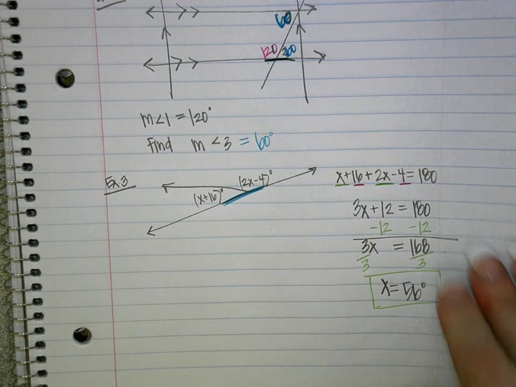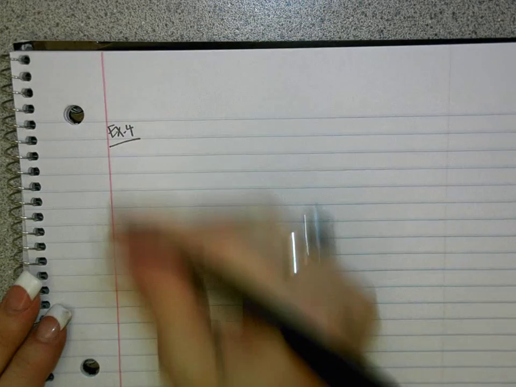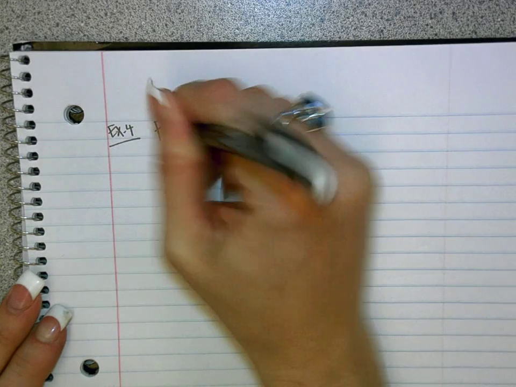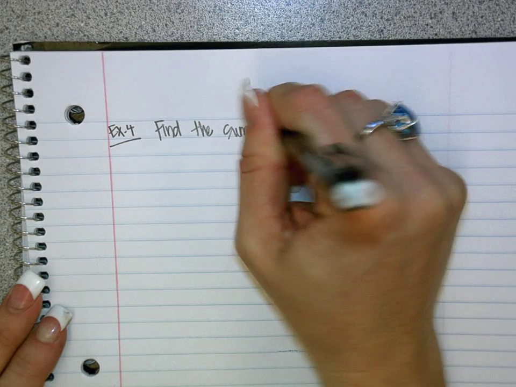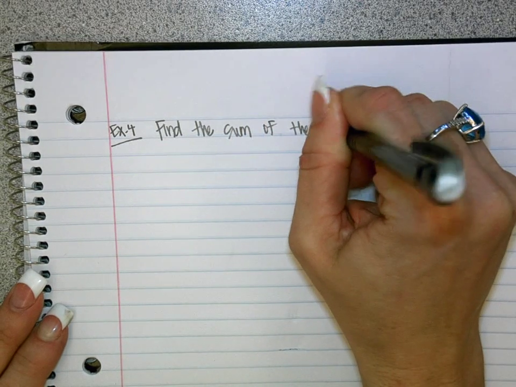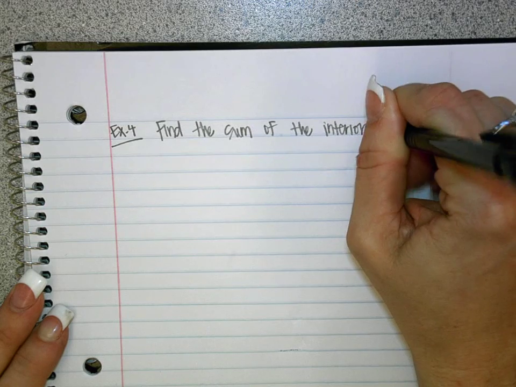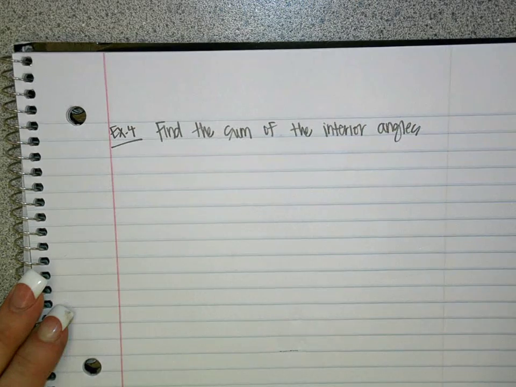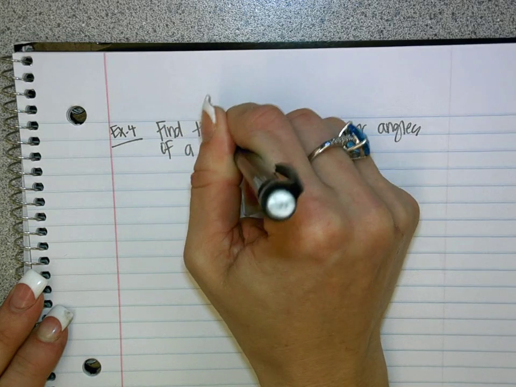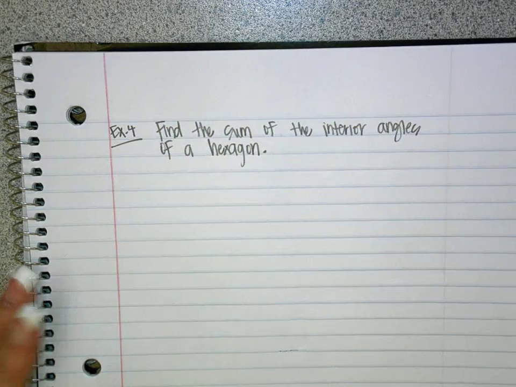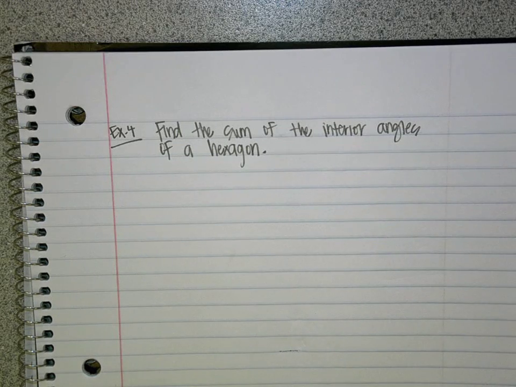No? Okay, something that we haven't gone over for a couple days. It wasn't actually on your quiz, okay, but it will be on your test. For number 4, if I ask you to find the sum of the interior angles of a hexagon.